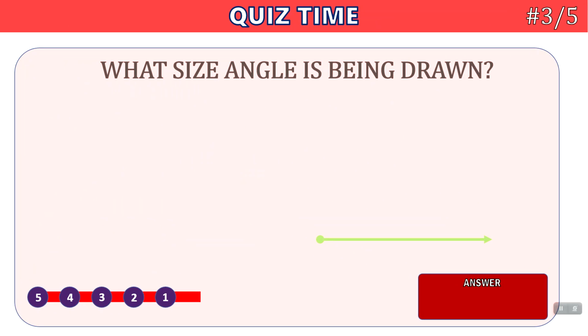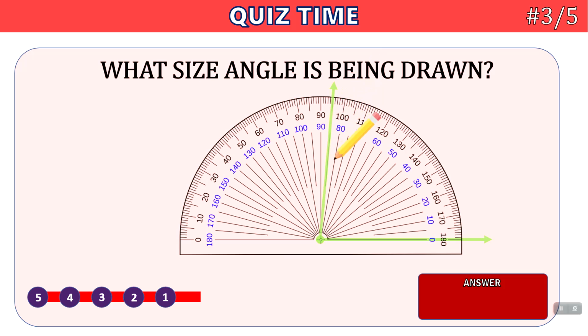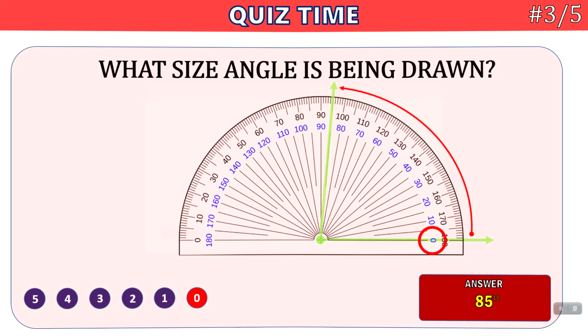Number 3, what size angle is being drawn? Time's up. The answer is 85 degrees. Here's the 0 marking on the ray that runs left to right. That's the inside scale, and we go all the way around and we see that that lands between 80 and 90, and the midpoint of 80 and 90 is 85 degrees.